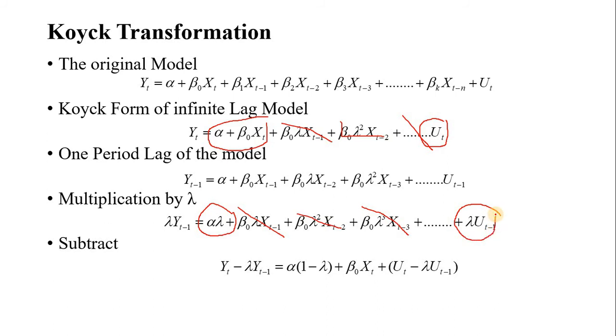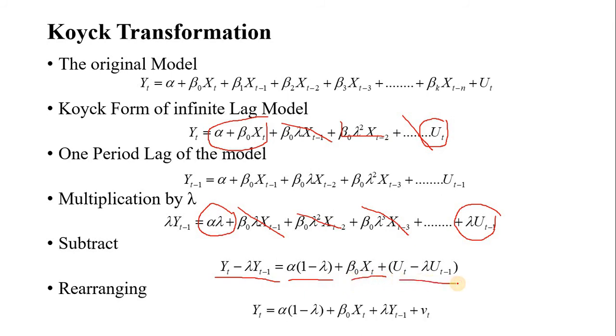Now what you will get if you do it is yt minus lambda yt minus 1 equals alpha into 1 minus lambda, plus beta 0 xt plus ut minus lambda ut minus 1. If you rearrange it, bringing this to the right hand side, you will get yt is equal to alpha into 1 minus lambda plus beta 0 xt plus lambda yt minus 1 plus vt. This vt is nothing but all these error terms.